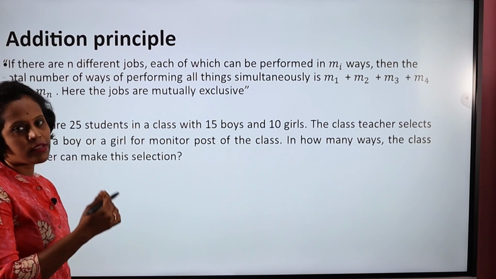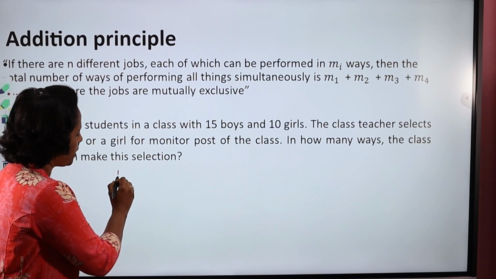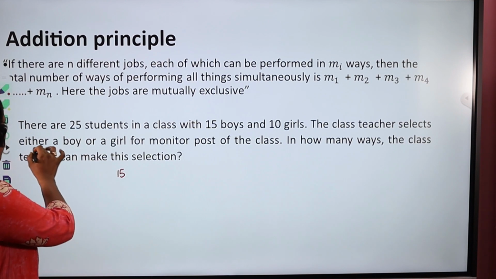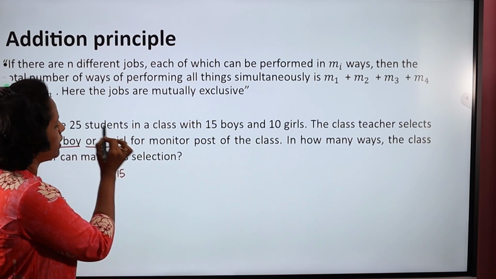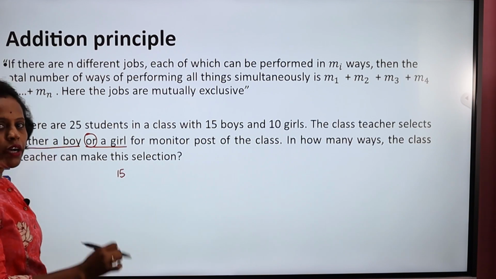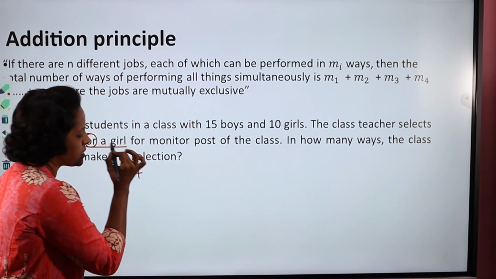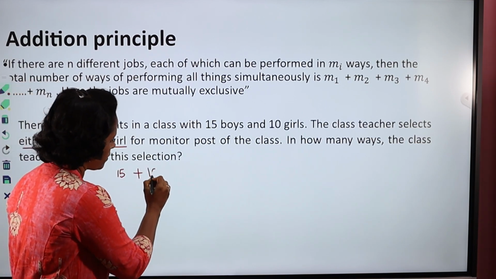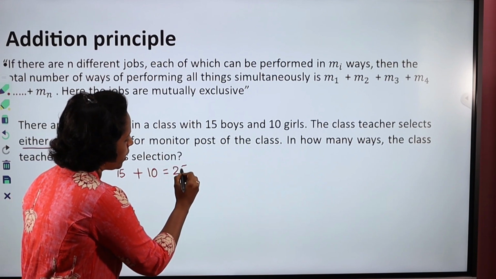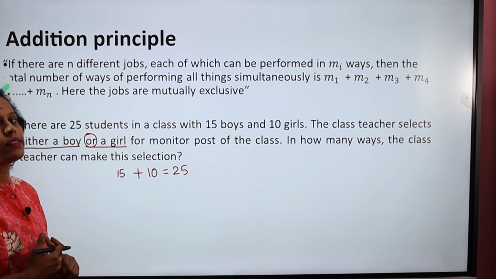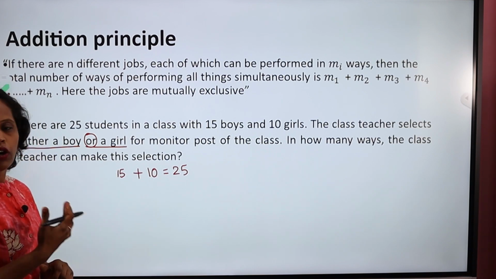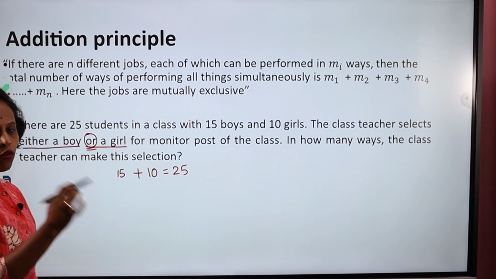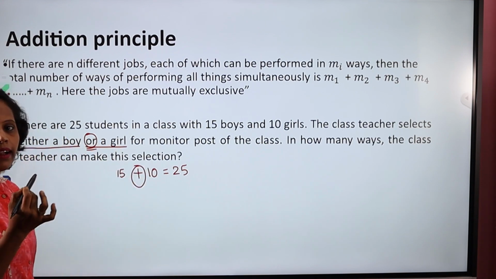So, firstly, I'll try to select a boy from the given 15 boys. That can be done in 15 ways. Or, what is the keyword here? Either a boy or a girl. We have or. Whenever we have or condition, we should go with plus symbol. That is addition. We can select one girl from 10 girls in 10 ways. So, what will be our answer? 25. In 25 ways, the teacher can select either a boy or a girl for the monitor post. Right? Here the keyword is or. Whenever we have or, we'll go with addition symbol plus.